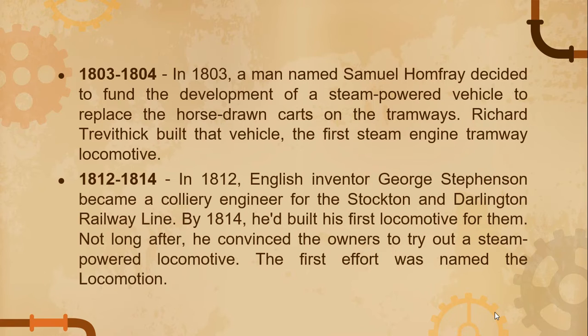By 1803 to 1804, a man named Samuel Humphrey decided to fund the development of a steam-powered vehicle to replace the horse-drawn carts on the tramways. Richard Trevithick built that vehicle, the first steam-engine tramway locomotive. And by 1812 to 1814, an English inventor, George Stephenson, became a colliery engineer for the Stockton and Darlington Railway line. The Stockton and Darlington Railway was a railway company that operated in northeast England. And by 1814, he built his first locomotive for them.